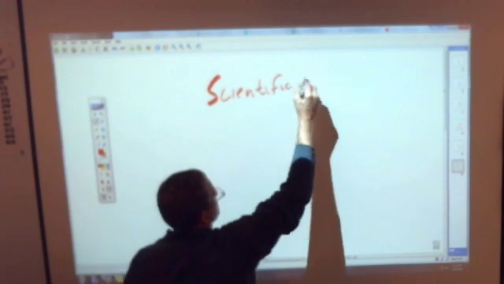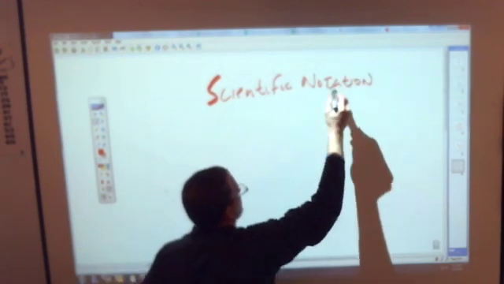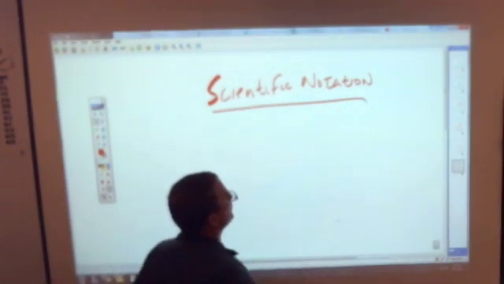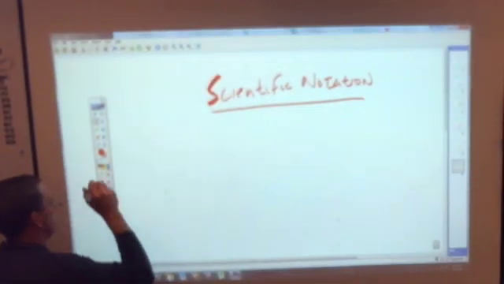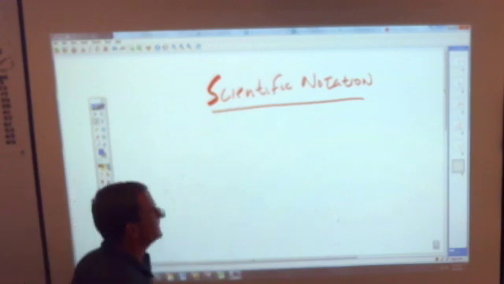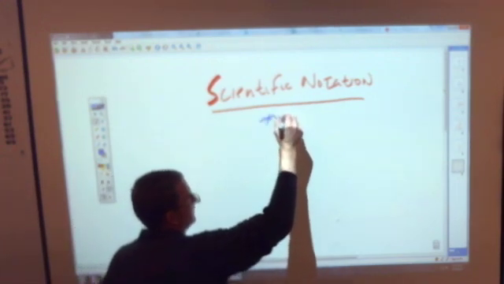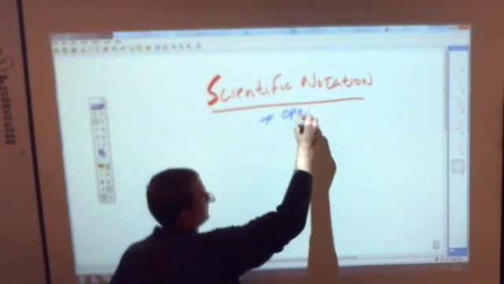Scientific notation, ladies and gentlemen. Again, if you would focus on the next 10 minutes of your life, you will get many more math problems right than you would have if you don't focus. Because today we're using scientific notation and mathematical operations.